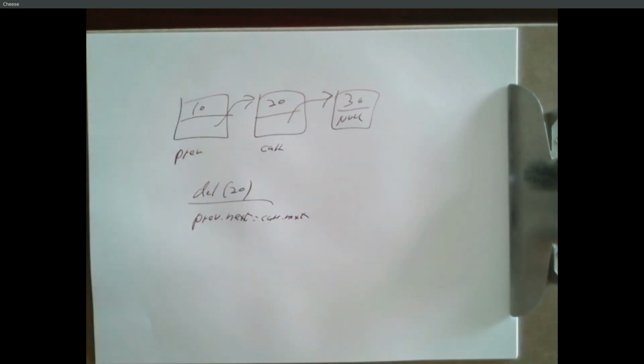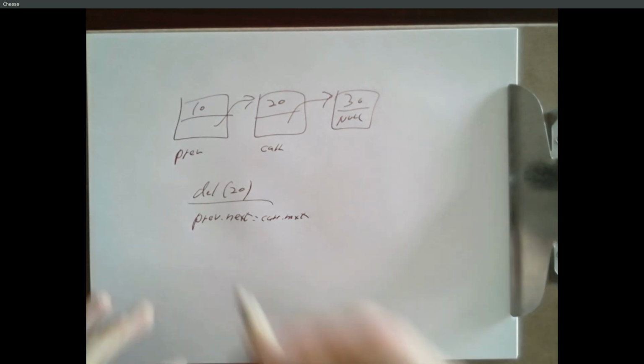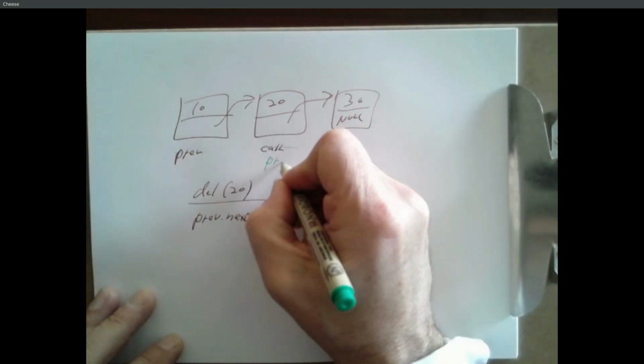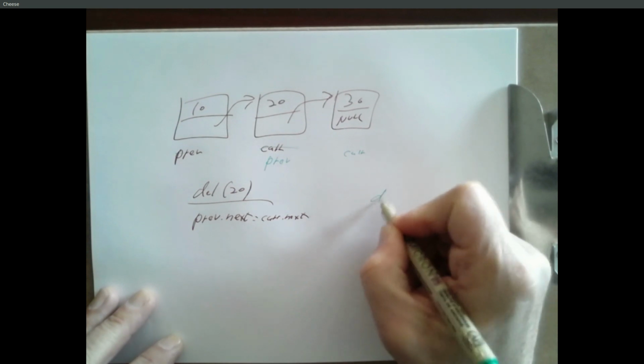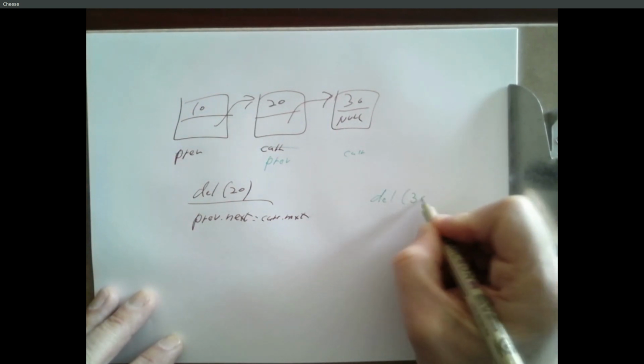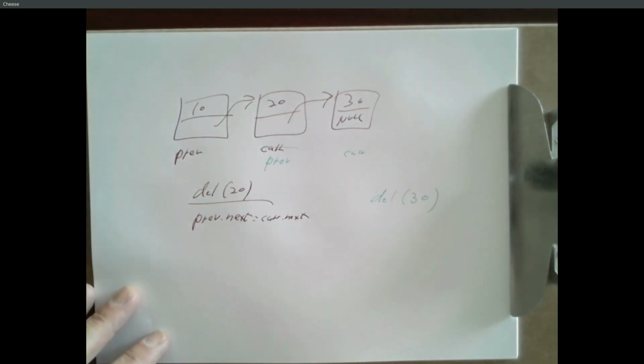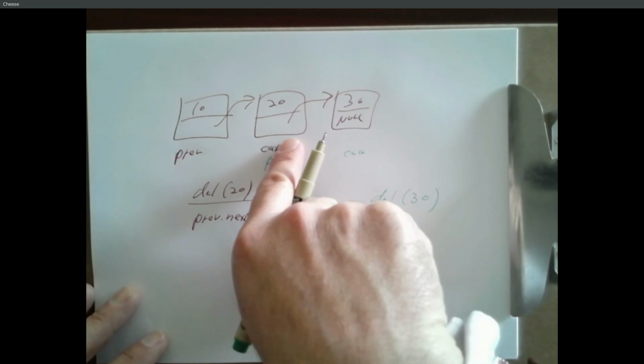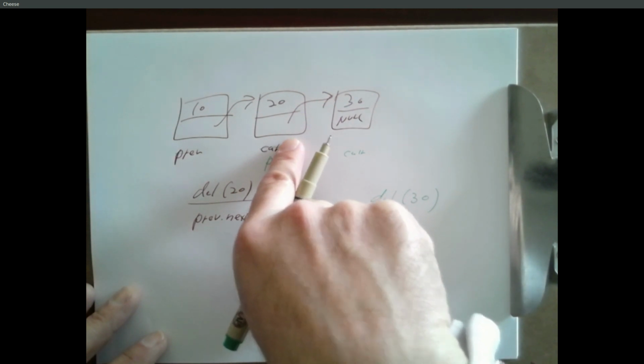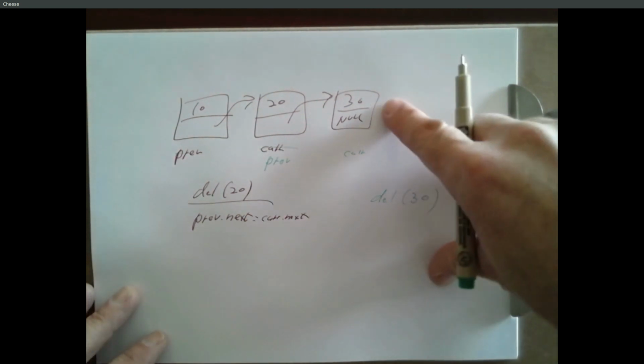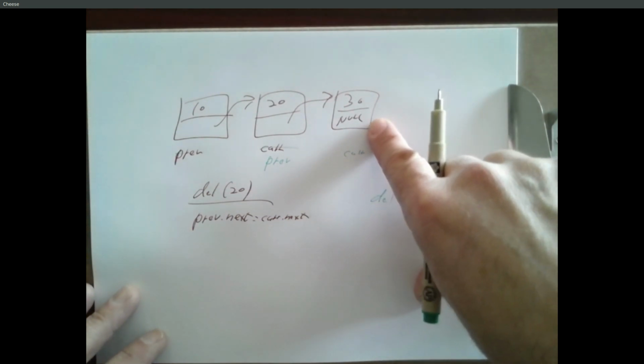Okay, so instead, this is previous and this is current, and we want to delete the 30. How should we delete the 30? You want to just set previous next equal to null, right? Yeah, yeah. But null is also current dot next.